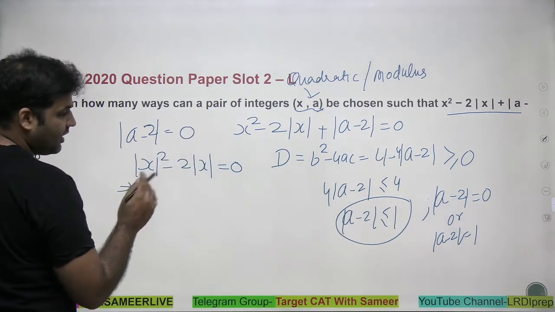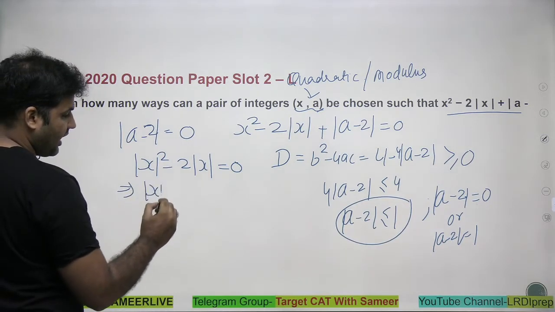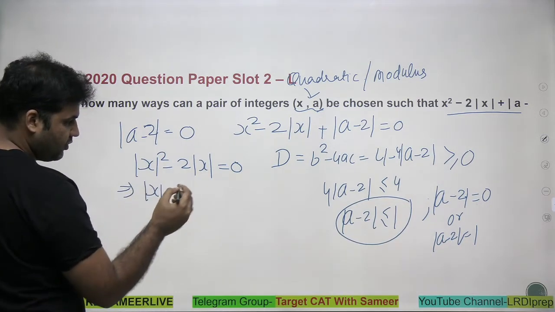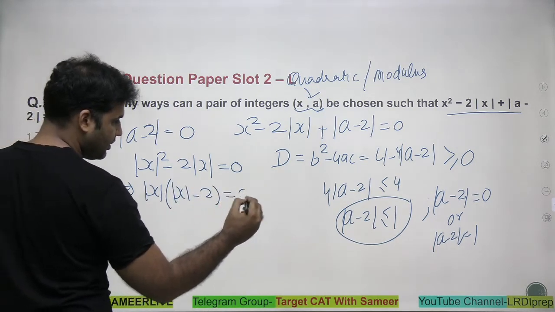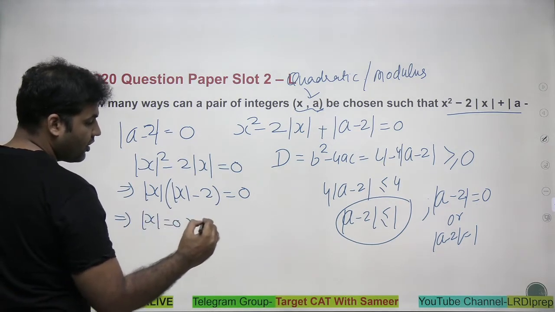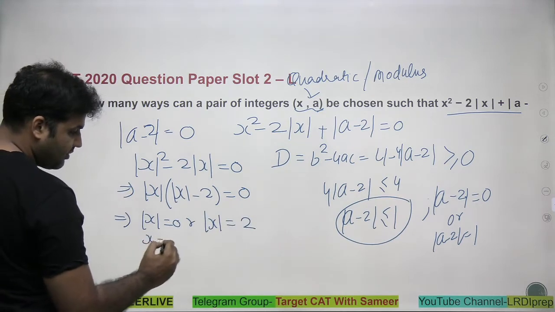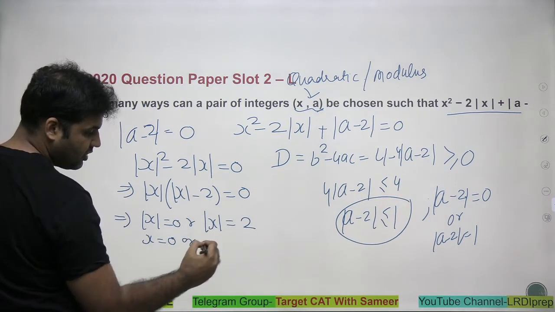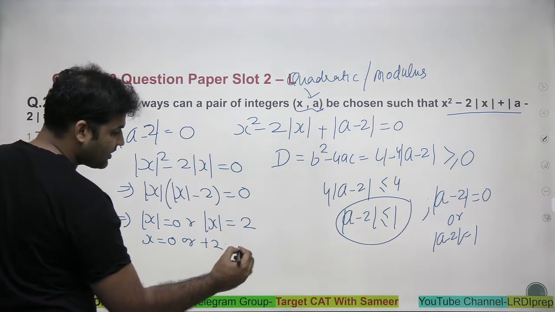Now you see that there are only two possible values. Mod of x square minus 2 mod of x is mod of x into mod of x minus 2 is equal to 0. So I'll have mod of x as 0, or mod of x will be equal to 2. That means x can be 0 or x can be equal to plus 2. When I say that mod of x is 2, x can be plus 2, x can be minus 2.